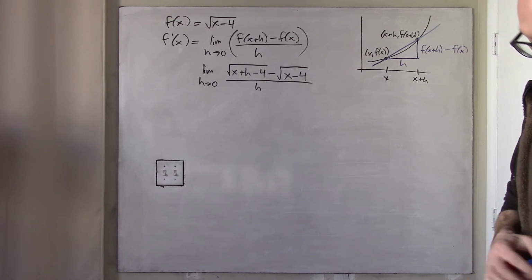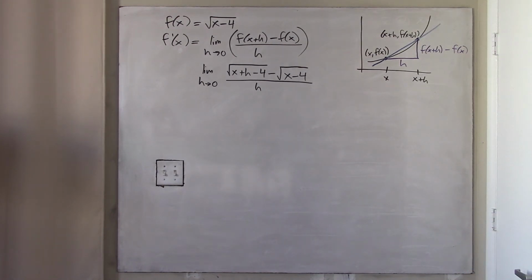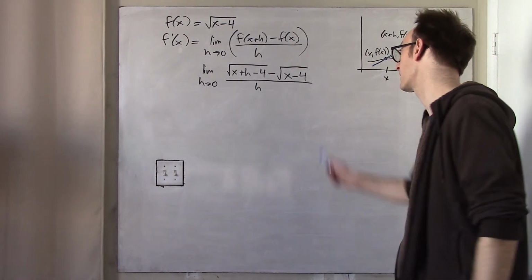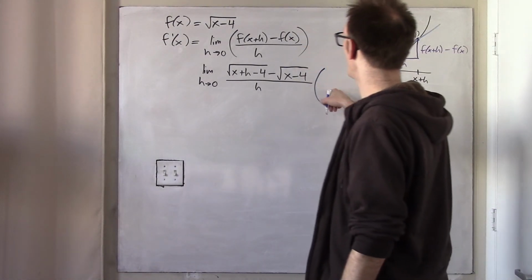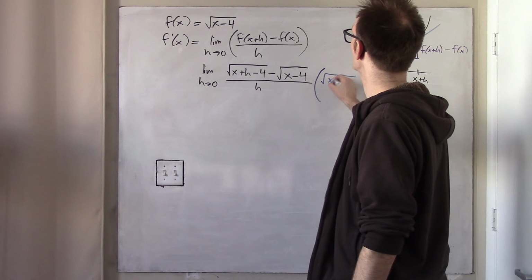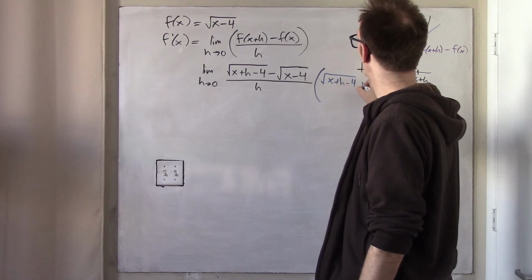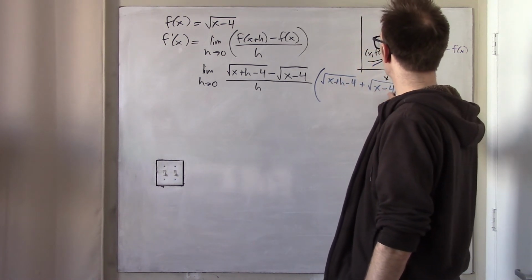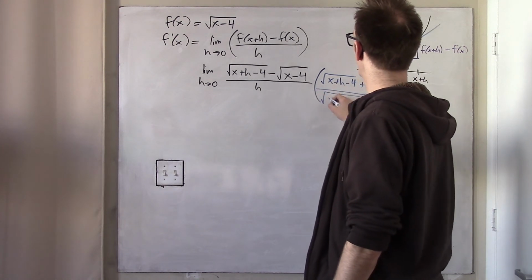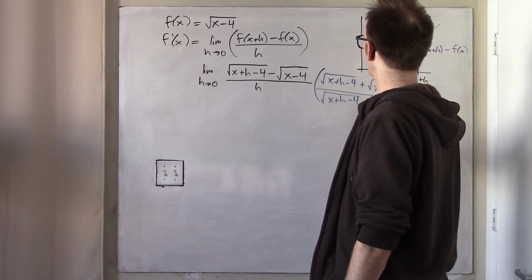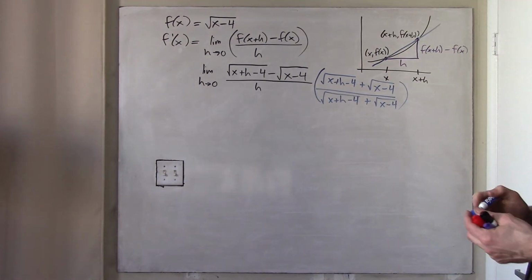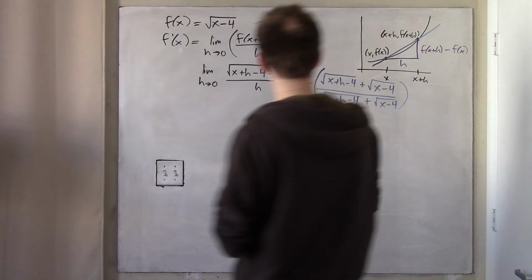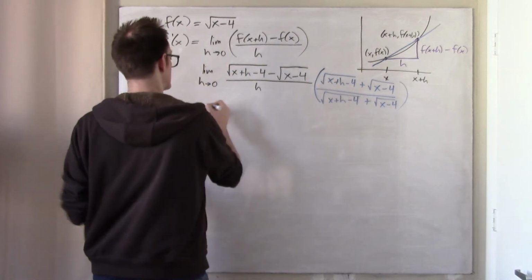And okay, because that's true for all of you, then I think you will know exactly what to do here, and that is to multiply by the conjugate. So let's go. I'm going to multiply by root x plus h minus 4 plus root x minus 4 over root x plus h minus 4 plus root x minus 4. Okay, so multiplying by the conjugate is going to clarify things, but it's just a little bit hard.